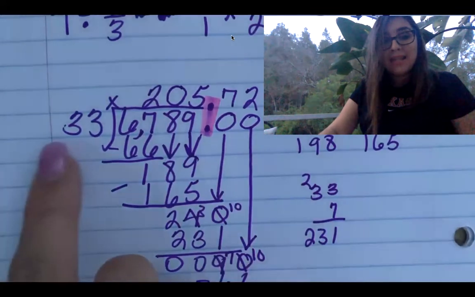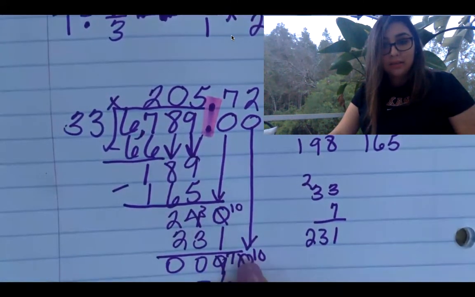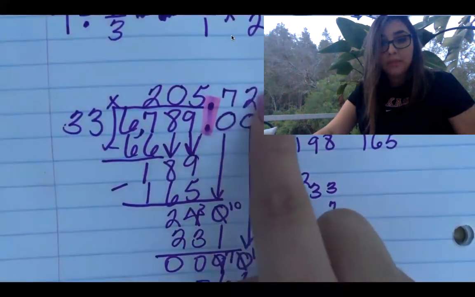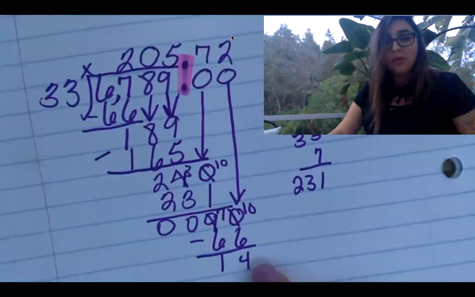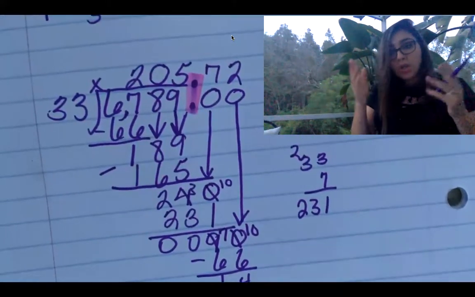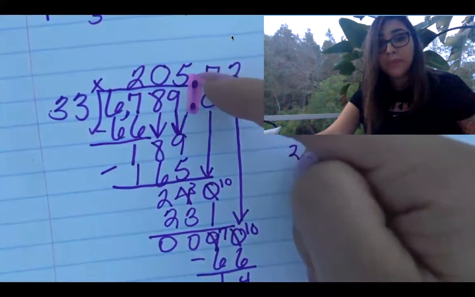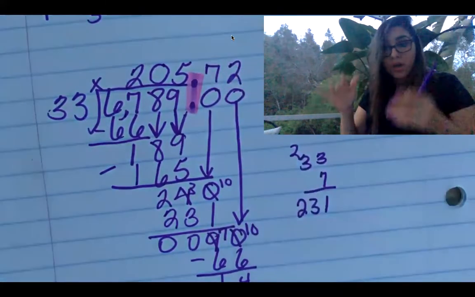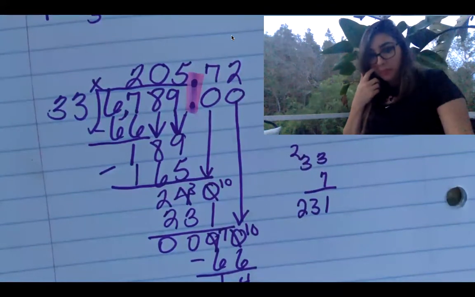Now I have 90. 33 can definitely go into 90. It goes in 2 times. 2 times 33 is 66. And I have a remainder of 14. But you know what? You already gave me 2 decimal values. You went to the hundredths. So that is good enough. We can stop there and stop dividing. Okay.